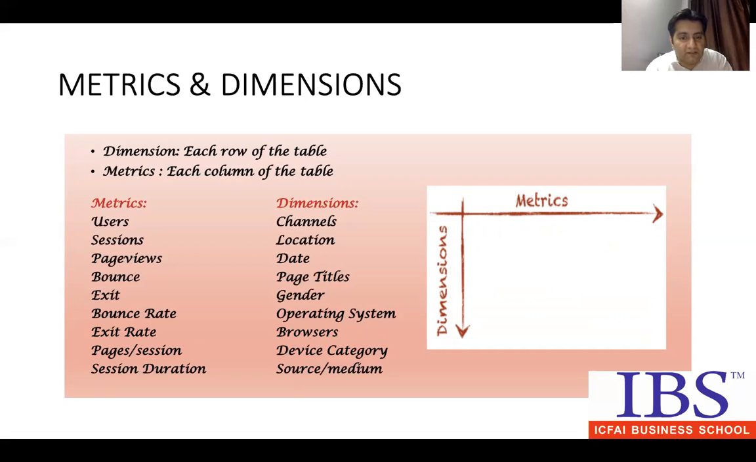So all these are there, and in the dimensions we can see the channels, like where the traffic is coming from: social media, email marketing, SMS marketing, or people visiting directly from search engines, organic or paid. So everything can be tracked. Location, in terms of geographical location, then date, on which date.